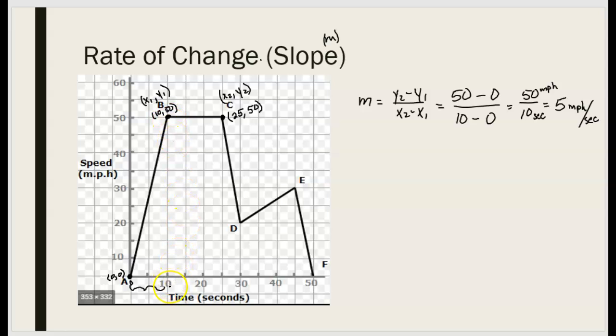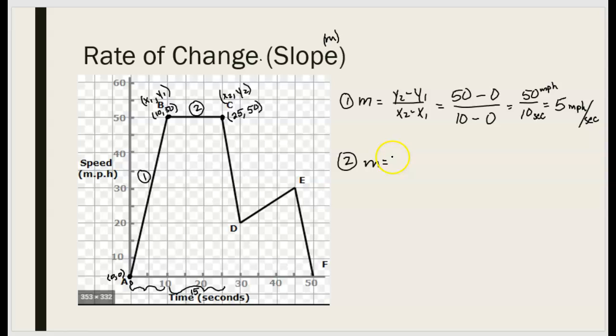Okay, so here's what this says. From a time frame of 10 to 25 seconds, right? So that's a time span of 15 seconds. What's happening to my speed? It started off here at 50 and it is remaining at 50. Okay, so I'm just going to call this part 1. That first slope that I calculated was part 1. I'm going to call this part 2 of my graph. Now I'm going to calculate the slope for part 2.